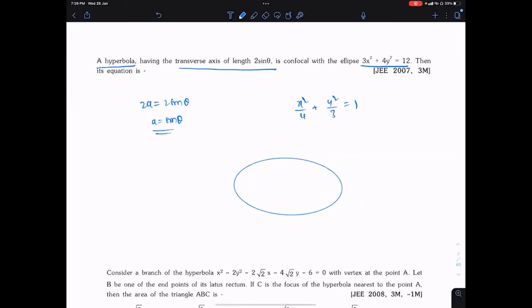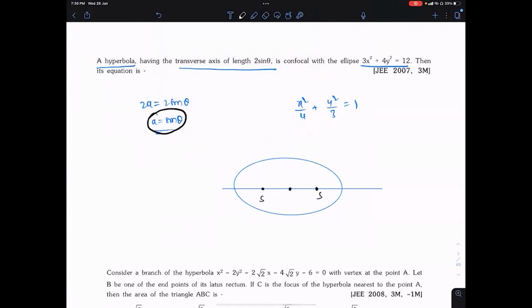Yeah, it is a horizontal ellipse. What is meant by confocal? Same foci. Okay, what is given in the question? Let me just read it again. A hyperbola having a as sine theta is confocal with this ellipse. So the hyperbola and this ellipse will have the same foci.